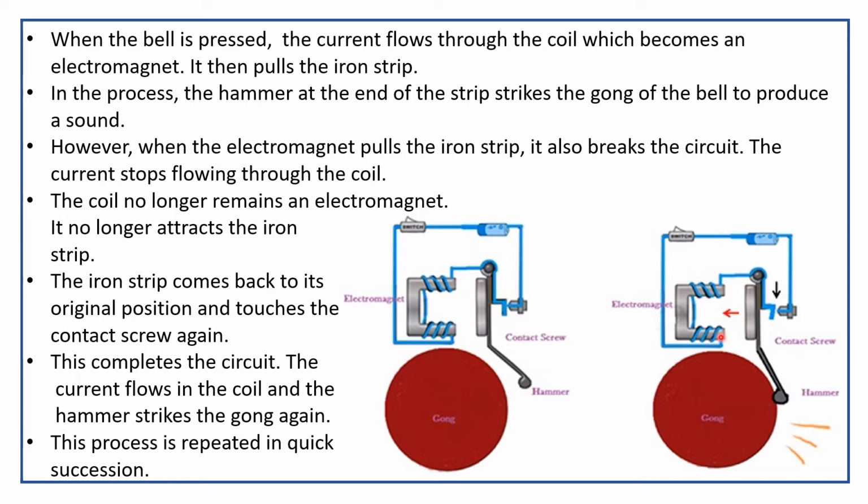The iron strip comes back to its original position and touches the contact screw again. This completes the circuit. The current flows through the coil and the hammer strikes the gong again. This process is repeated in quick succession. This is how you hear the sound of the bell.